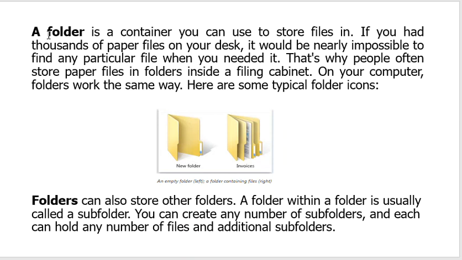If you have thousands of paper files on your desk, it could be nearly impossible to find any particular file when you need it. That's why people often store paper files in folders inside a filing cabinet. That is file organization, to organize files. On your computer, folders work the same way. Here are typical examples of a folder.